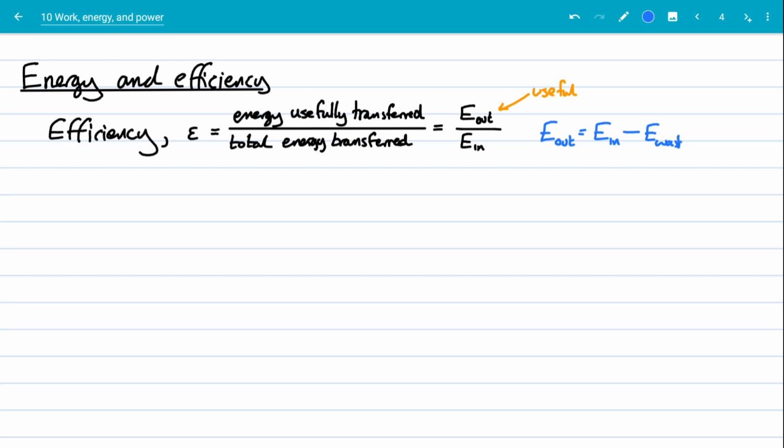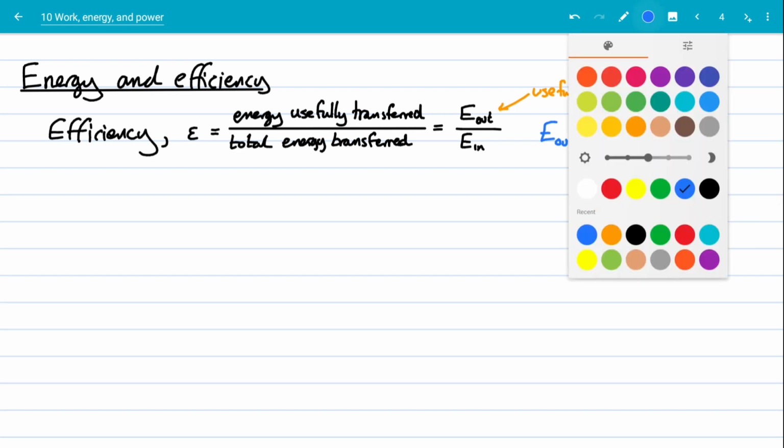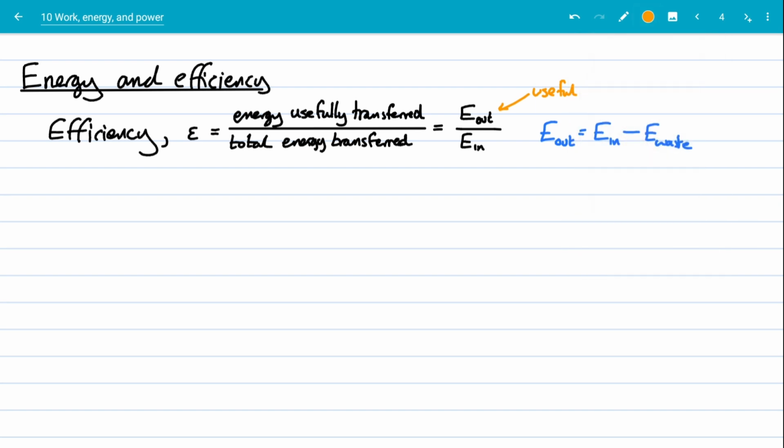And wasted energy, especially in mechanical systems, usually that is going into the thermal energy store of some sort of system, some machine. Yes, the energy that's transferred usefully is energy that's doing what you wanted the machine to do.